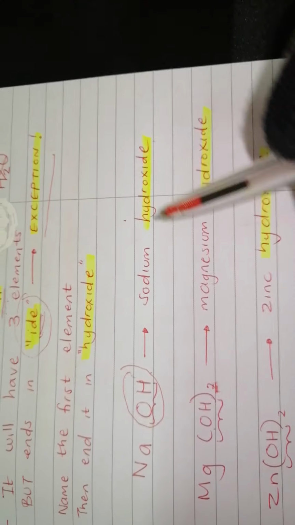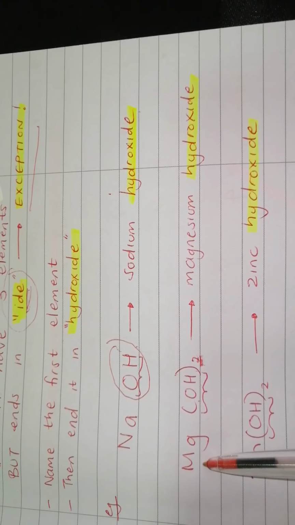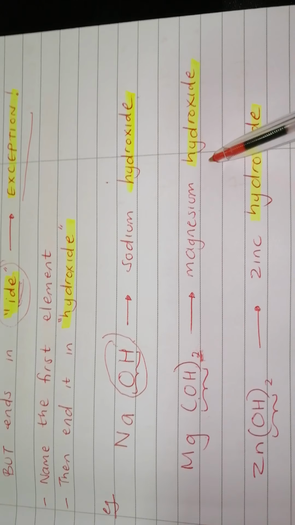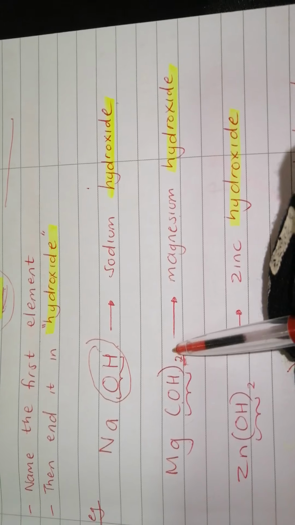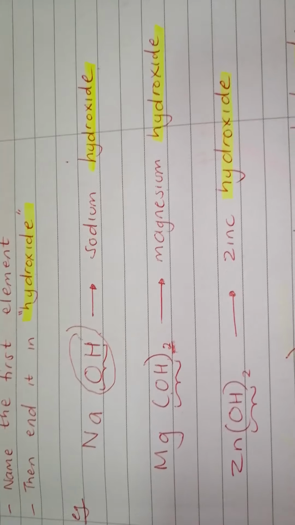Right, so again, the rules are easy. You're just going to name the first element and end it in hydroxide. So the first element is magnesium, so you're going to write magnesium. Then you see OH and you write hydroxide. And that's it. The name is magnesium hydroxide. We are totally ignoring this 2. Can you see that? You just ignore the numbers. If it's an OH, you write hydroxide.